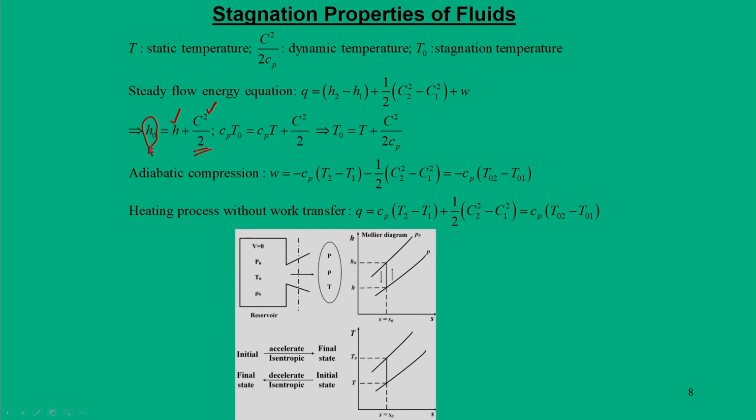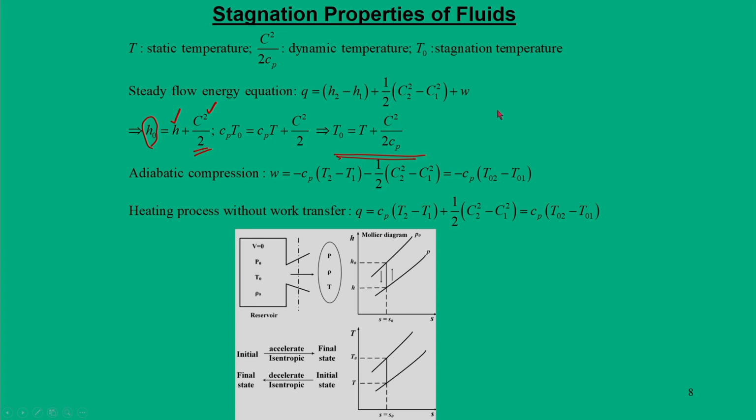And then we can simply express enthalpy in terms of Cp times T naught. So, T naught becomes your stagnation temperature, whereas T remains the static temperature. So, the dynamic temperature becomes C square by twice Cp. So, from this enthalpy expression we can define the stagnation temperature.